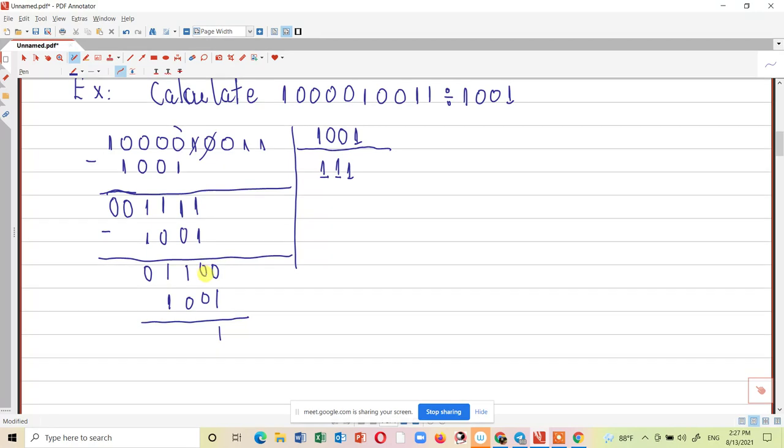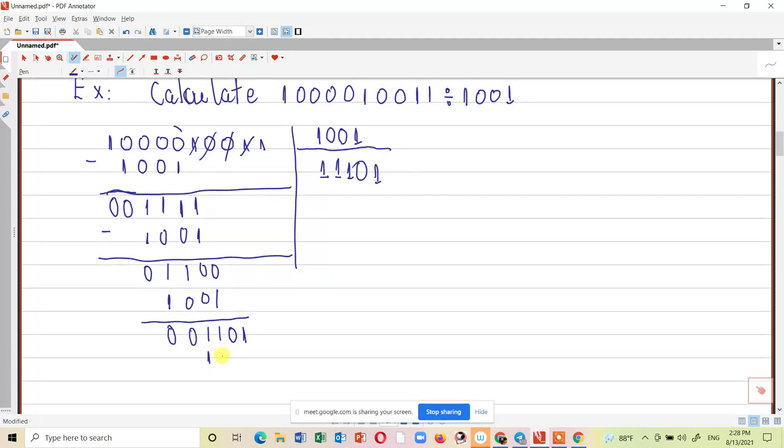0 minus 1 is 1. This one we borrow 1, this one becomes 1. 0 minus 1 is 1. 1 minus 1 is 0, and this is also 0. And now this is only 2 digits. I drop 1, 0 here. So this is only 3 digits. I cannot, so I put this 0. And I drop 1 here. So I put 1.